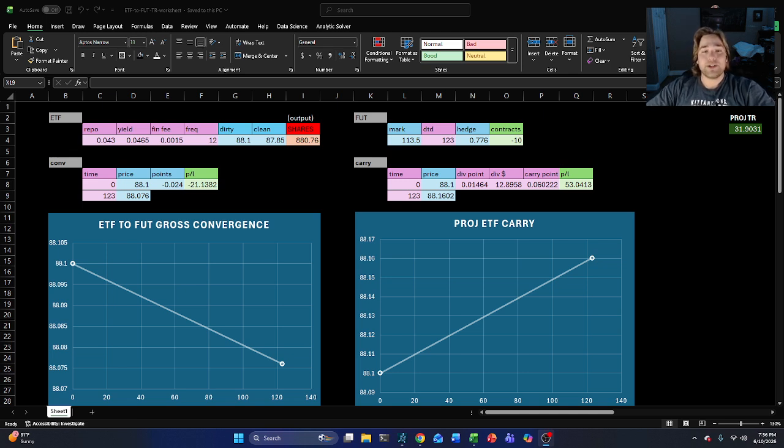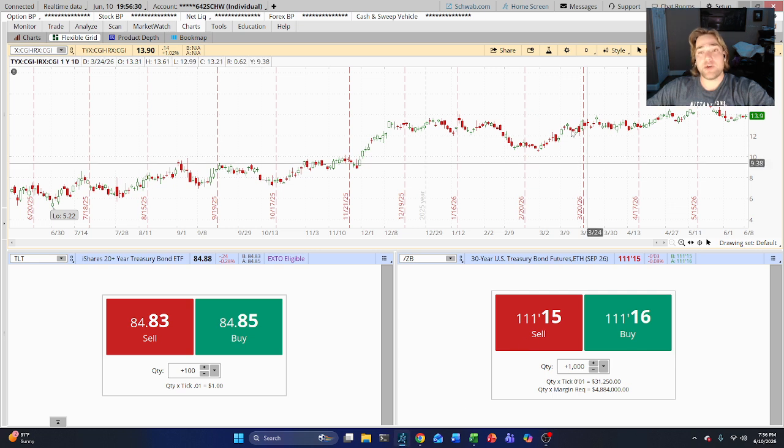Today I'm going to go over my newest quant finance project, which is an ETF to futures basis trade calculator, which can adjust for financing fees, repo rates, and the yield of the ETF. So first of all, what is the purpose of this project? I will go to Thinkorswim and actually show it.